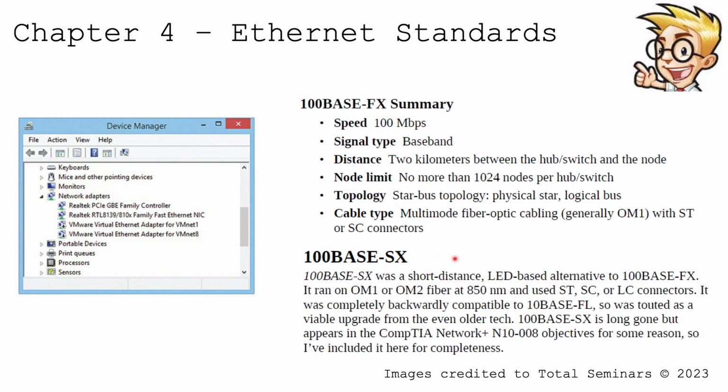SX is a short distance that is LED based, and it runs at 850 nanometers. We're going to talk about different nanometers and the wavelengths that they use for fiber. That's quite important. And if you're curious, you can look at your Device Manager and see what kind of Ethernet standards you're using on your network adapters. It'll tell you. This one says Fast Ethernet. Fast Ethernet is 100 megabits per second. That is another name that the industry had for it.